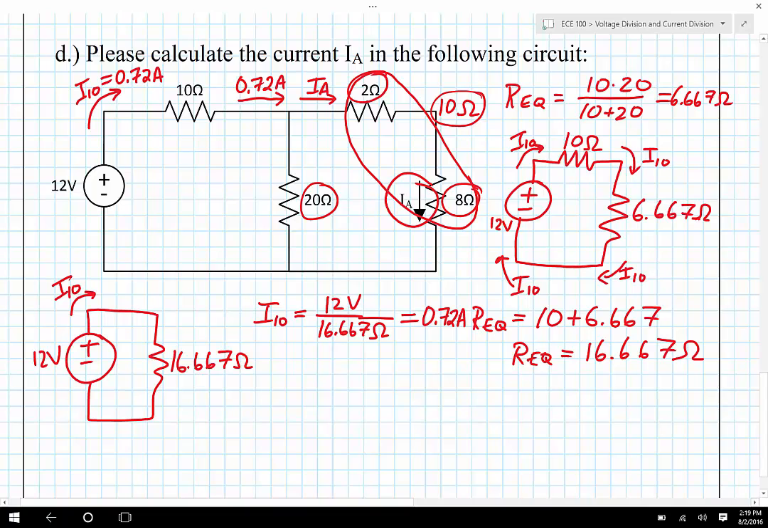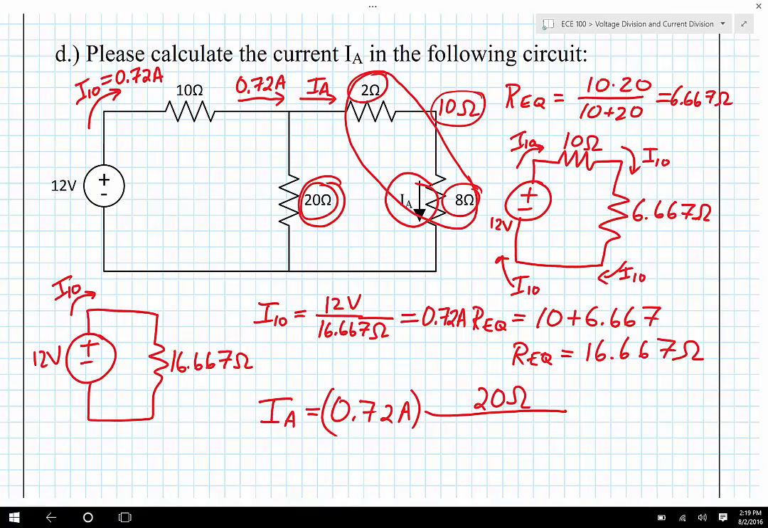And so what I can do is I can write one last current division. I sub A is going to be the total current, 0.72 amps, multiplied by the ratio, where I want the numerator to be the other resistance. The other branch's resistance is the 20 ohms, and the denominator is going to be the 10 ohms. So it's going to be the 10 ohm equivalent of 2 plus 8. So this is going to be 10 ohms plus 20 ohms, and 0.72 times 20 divided by 30 is equal to 0.48 amps.